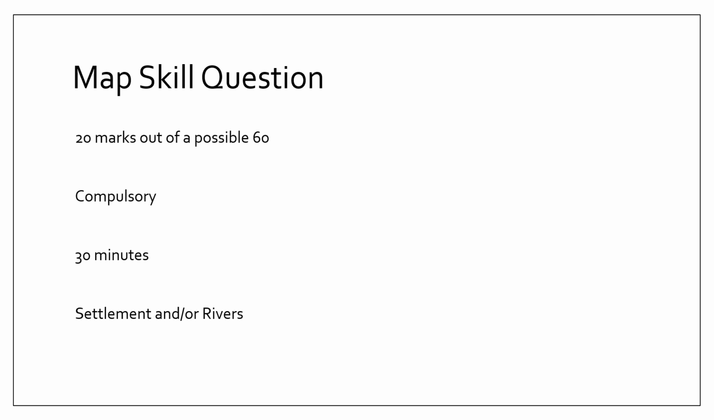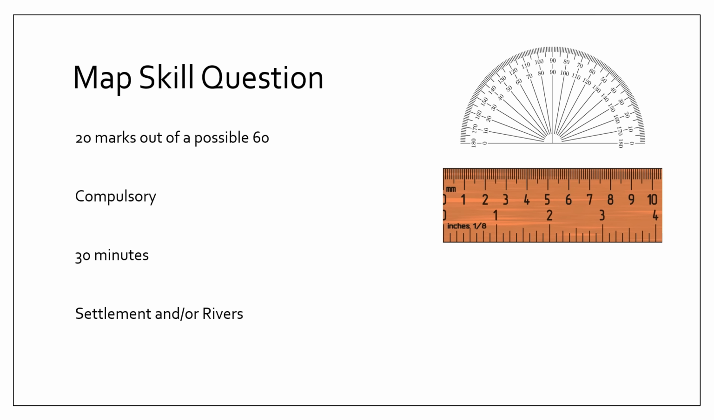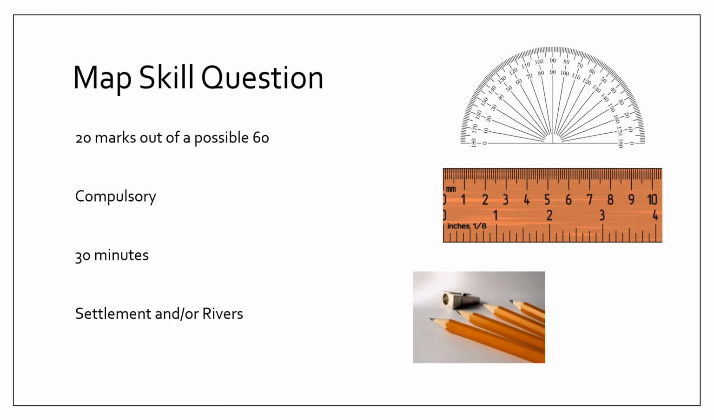So just to recap what this map skill question entails. It is worth 20 marks out of a possible 60 of paper 2. It is compulsory. It's a 90-minute exam, and so I would recommend that you spend 30 minutes completing these questions, and the questions tend to be based on either settlement and or rivers. Now, for the exam, you will need the following equipment: a protractor to do bearings and direction, a ruler to help you measure distance and to calculate more accurately six-figure references, pencil and sharpener, and of course a rubber.